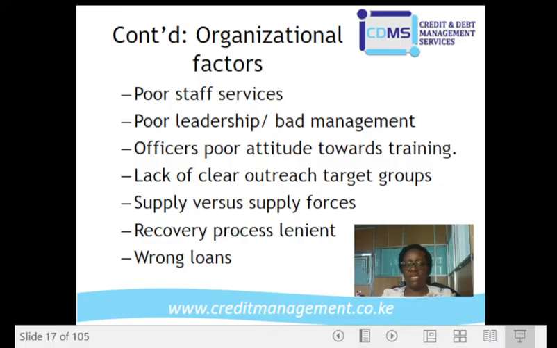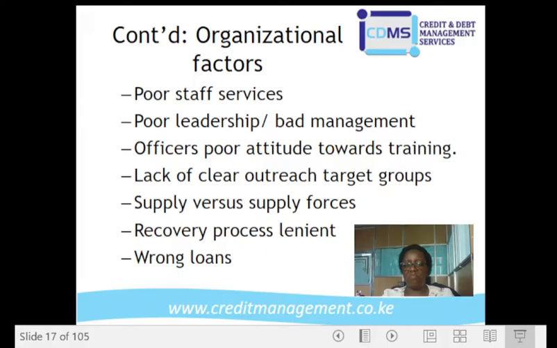And then the other one is officers' poor attitude towards training. There are people who have no training, no background, and whenever a training is offered, they are not willing to get into that training. So you are not up to date with current events as far as lending and collecting are concerned. And then the other one is lack of clear outreach target groups. The quality of customers that we target will imply that we will have good quality or bad quality loans. So we need to map. We cannot please everybody. We need to establish a niche for our product as an institution.